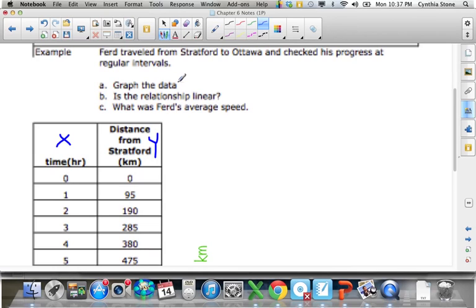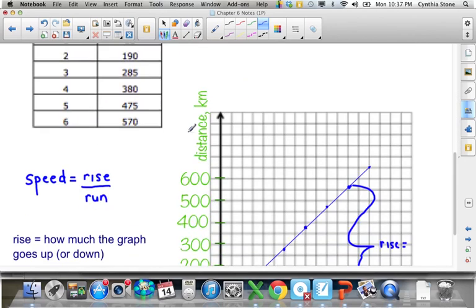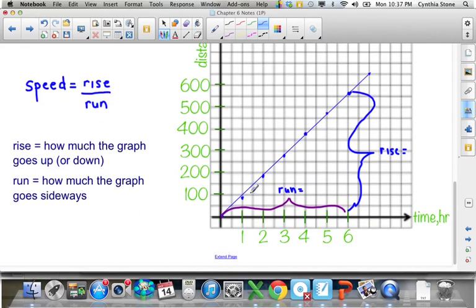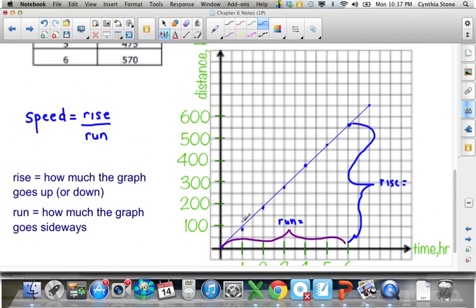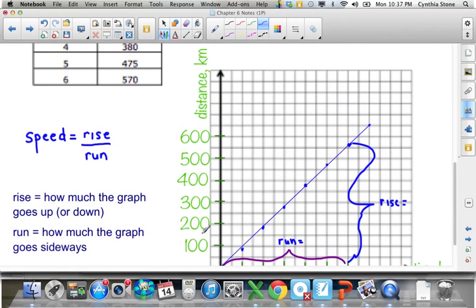First, it says graph the data. So let's do that. I went ahead and did it actually. I've got the answer down here, so you wouldn't have to wait for me. So first of all, the axes you want to put on, I went up by hundreds, which is okay. It wasn't a bad choice, and I went up by 1, 2, 3, 4, 5, 6 hours on the x-axis, and distance in kilometers, going up by hundreds.